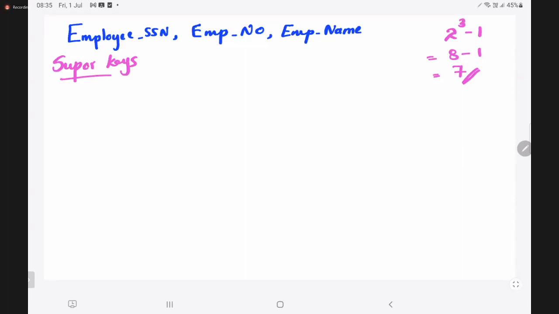Employee SSN, employee number, employee name. Yes, enough. Employee SSN, right? Employee number, employee name. Good.